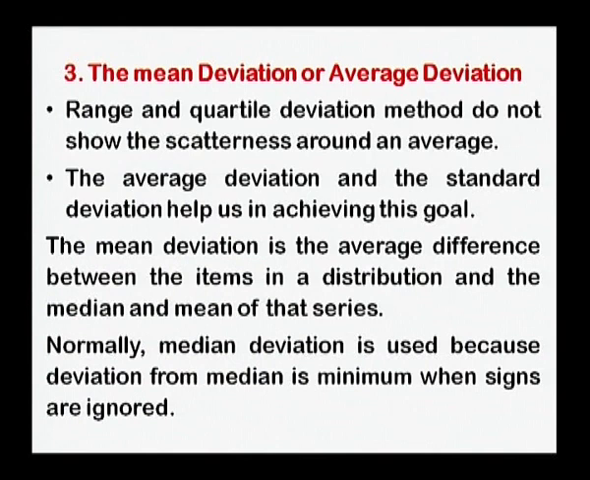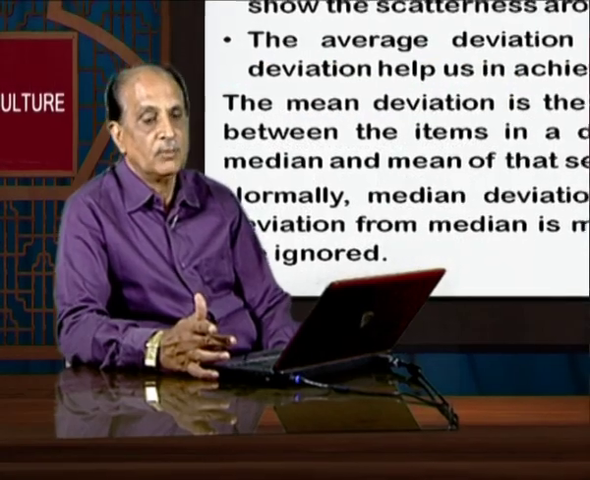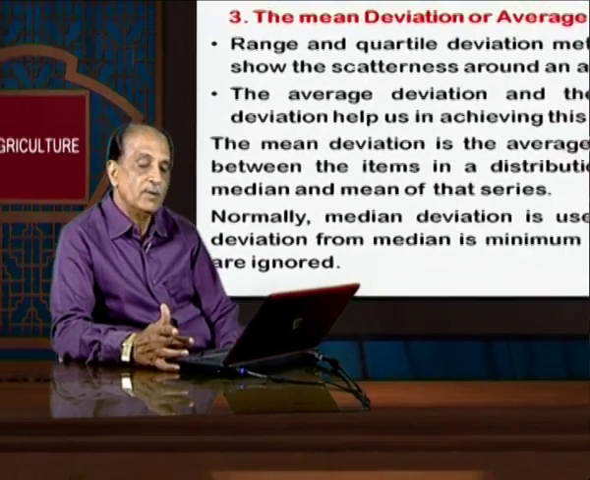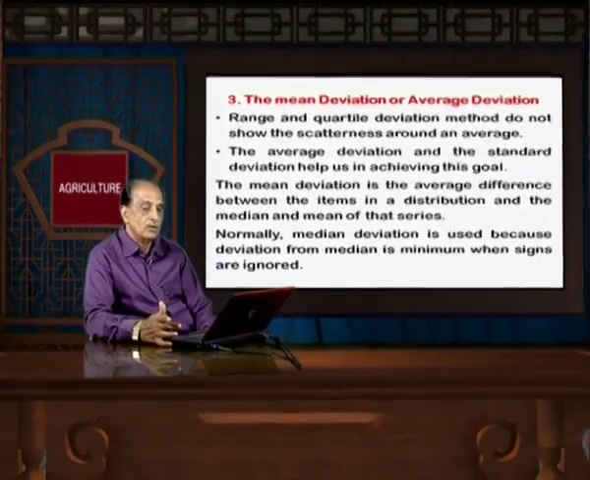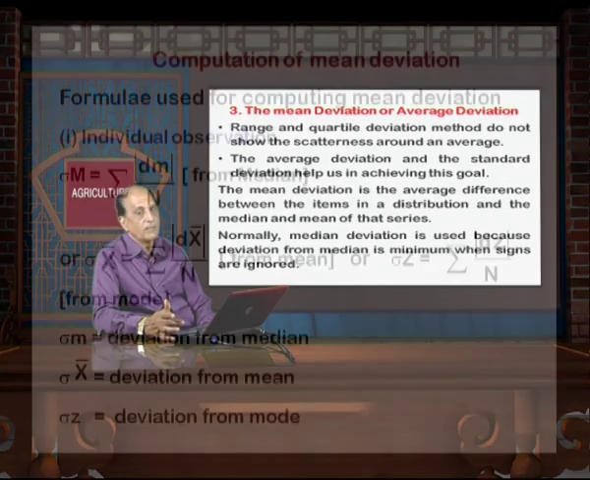Now, the mean deviation is the average difference between the items in a distribution and the median or mean of that series. So far as the mean deviation is concerned, it can be calculated with the help of mean, mode and median. Normally, median is used because deviations from the median are minimum when signs are ignored. At the same time, in order to calculate deviations, we ignore the signs plus and minus.